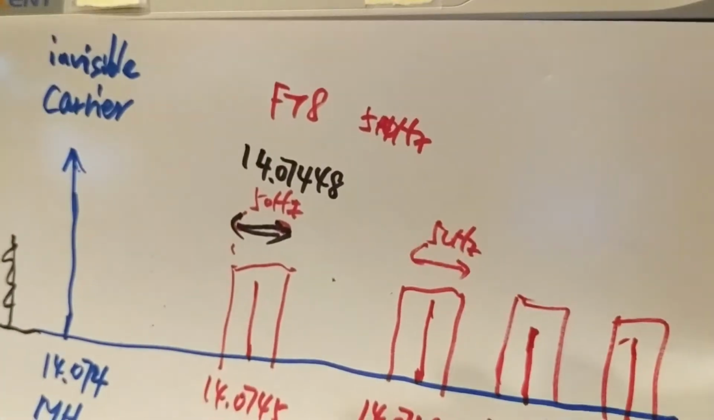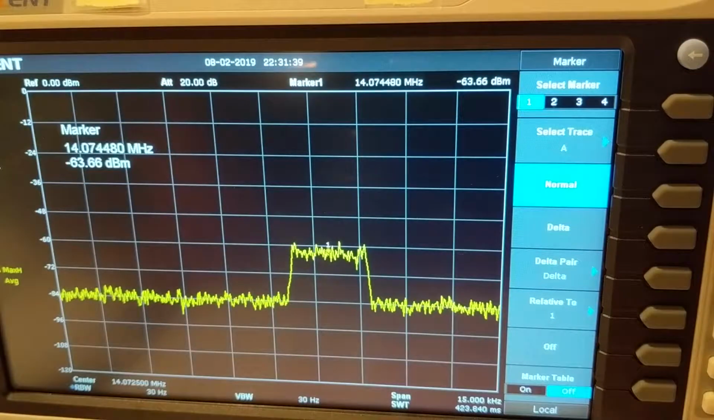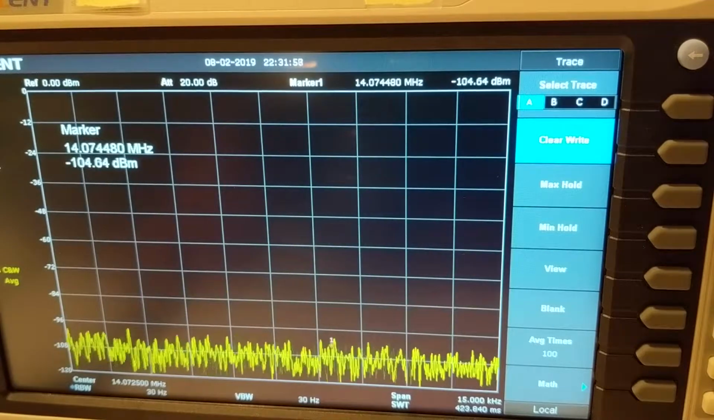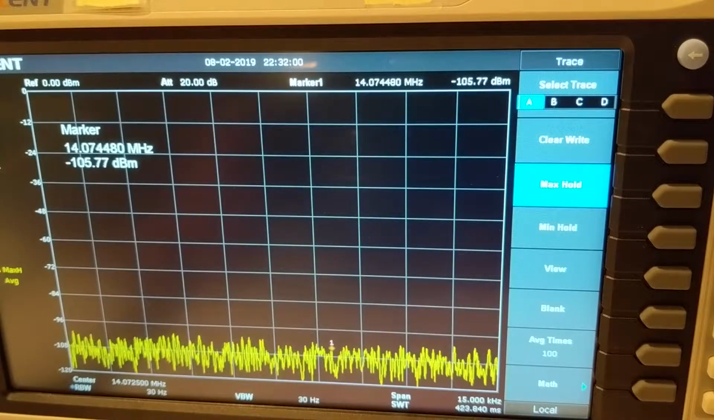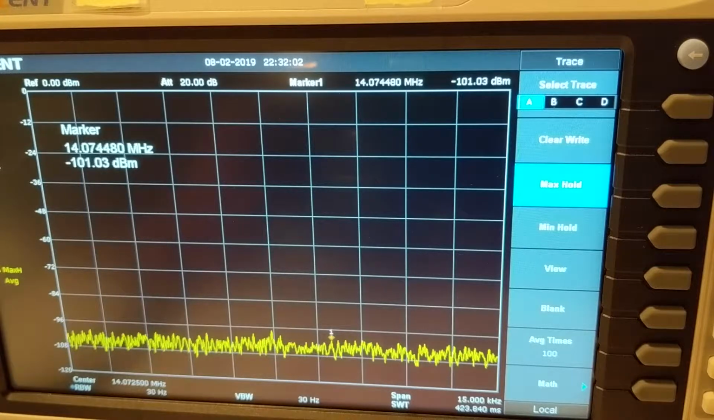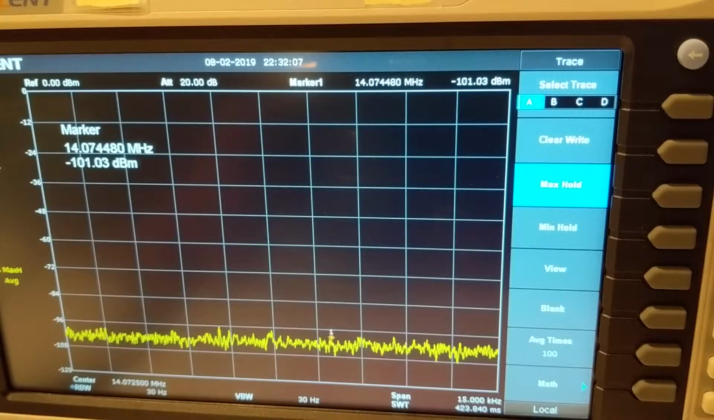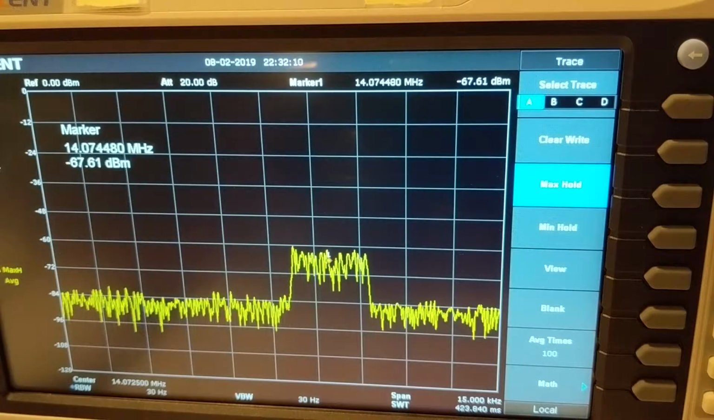Okay, now let's look at the 800 hertz case. Let me change the radio to 800 hertz. Okay, 800 hertz. Let me clear it. Okay, now let's give it a shot. Let's wait. Okay, cool.